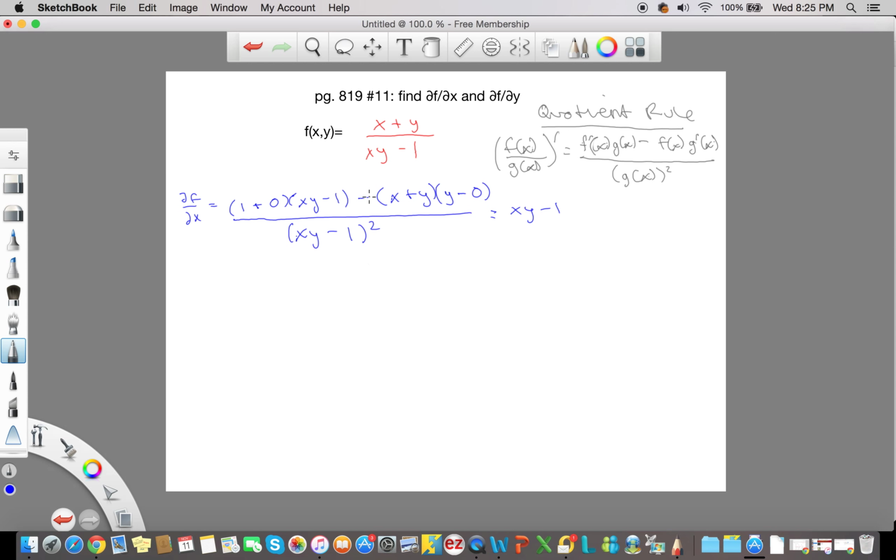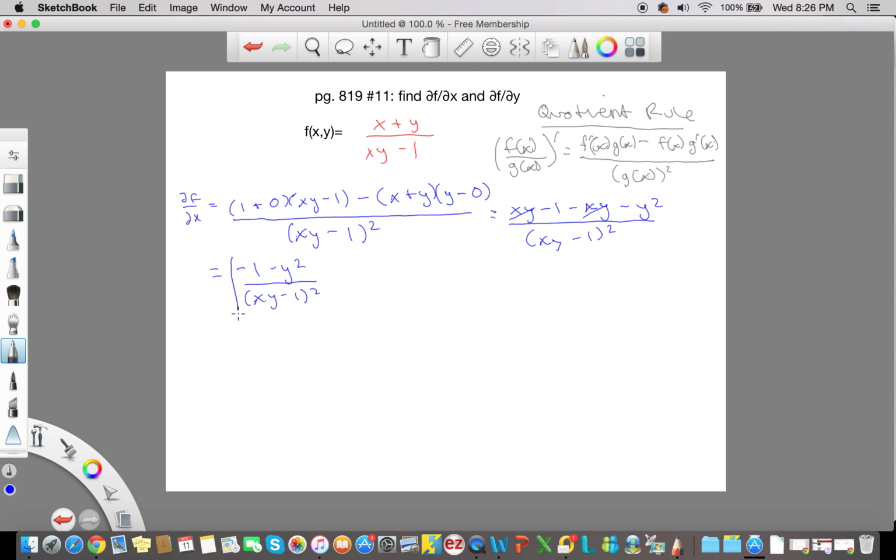And now we have minus x plus y quantity times y, essentially. So it's going to be minus x times y minus y squared. And then we're just going to keep the bottom as is. We can do one more simplification. These xy's cancel, so we have negative 1 minus y squared over xy minus 1 squared.